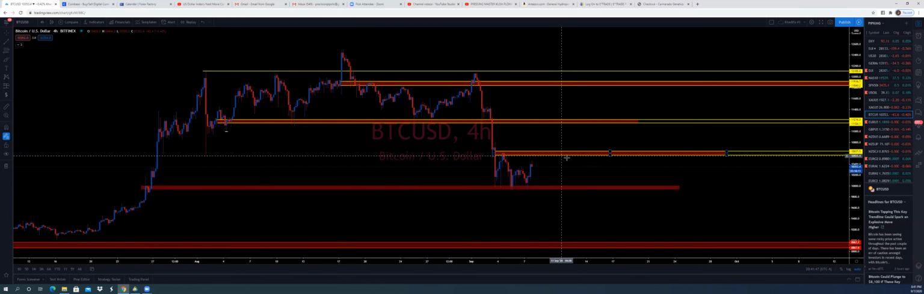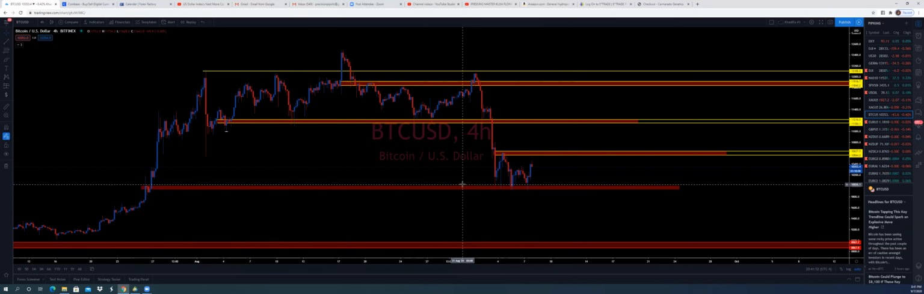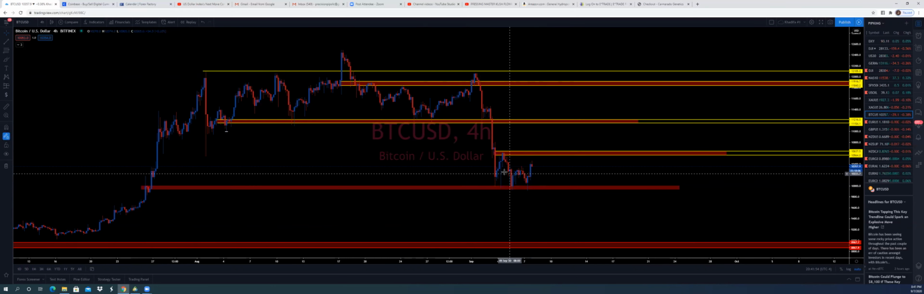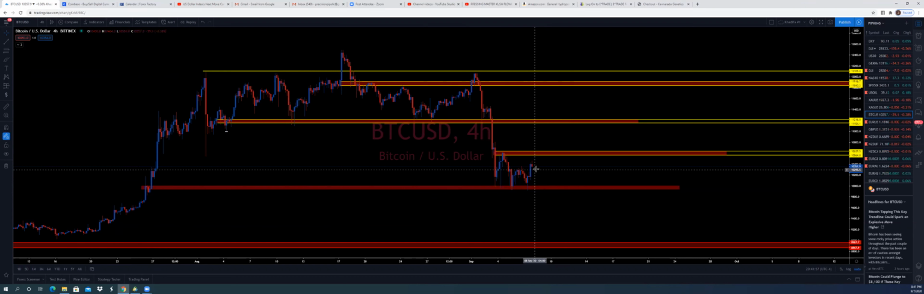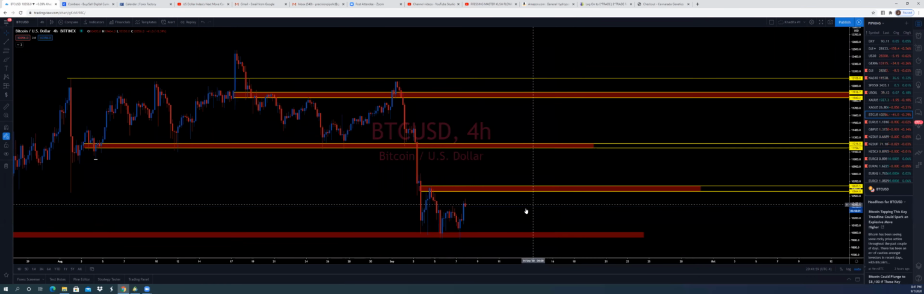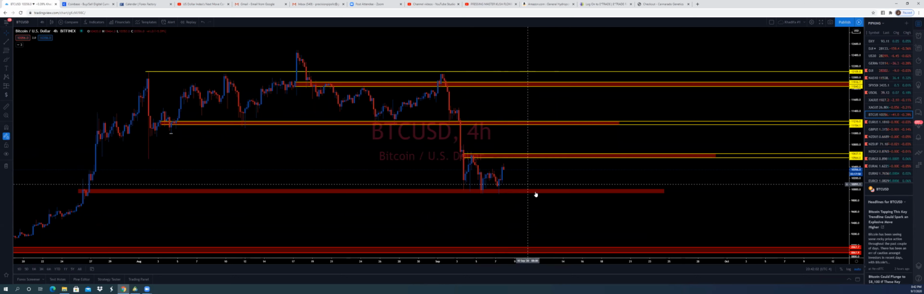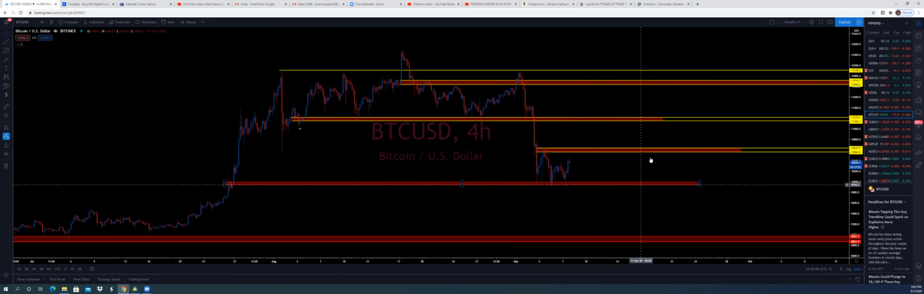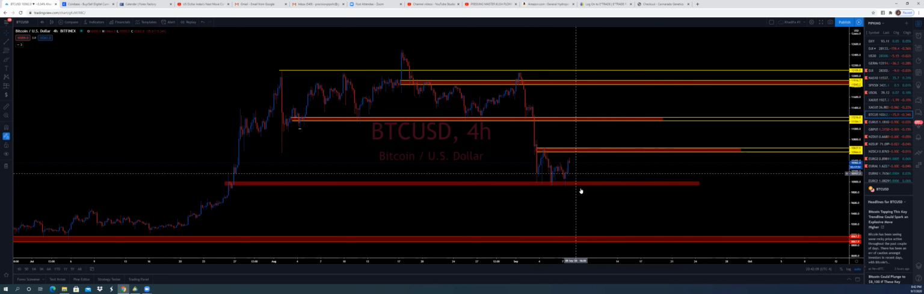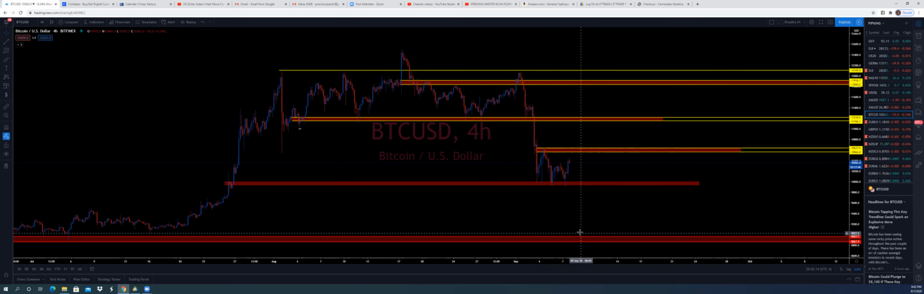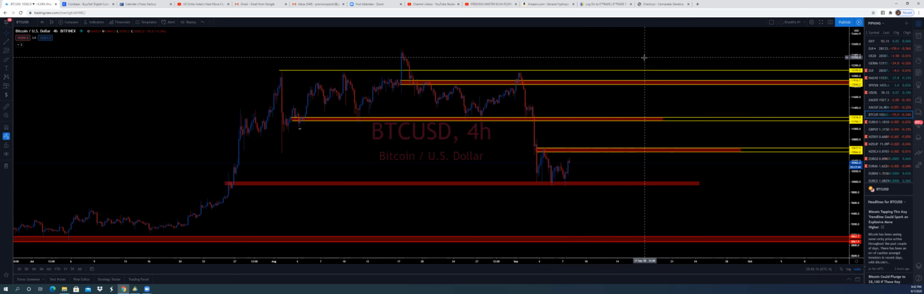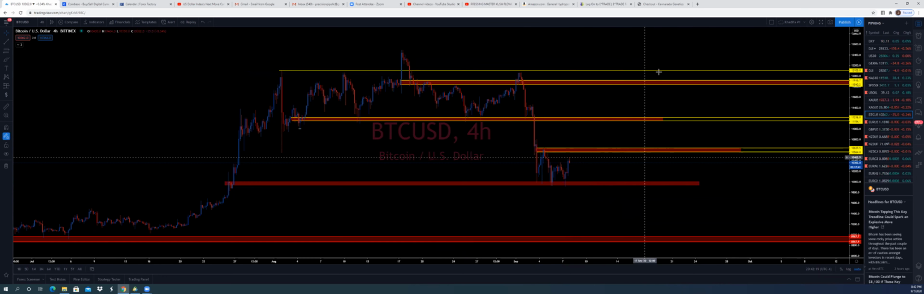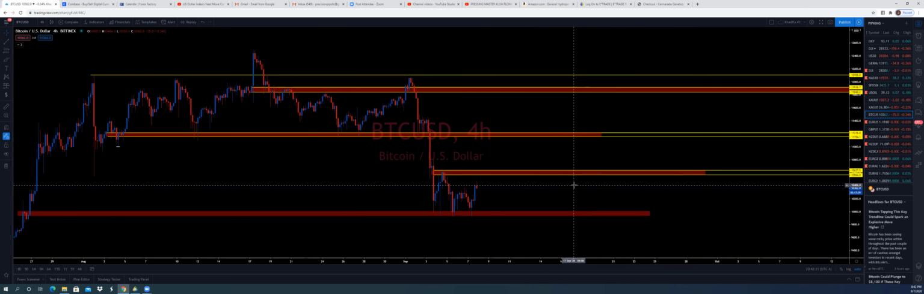9,500 and 10,000. So in between 9,500 and 10,000, we got price starting to accumulate right here. And I want to see price could accumulate here for a while, or we could see Bitcoin come back down and retest 8,900 before it continues the bull run to the upside.